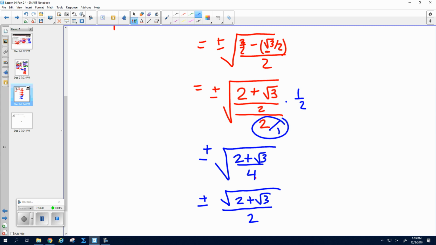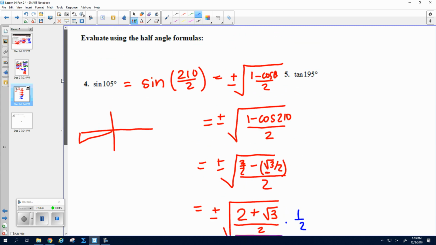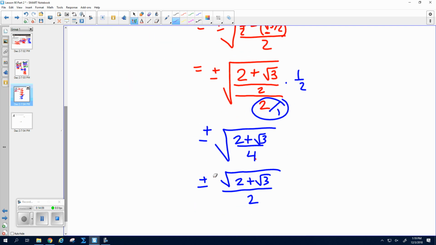Okay, then I need to decide if my answer is positive or negative. It's always based on the angle you started with right here, which was 105. The sine of 105. Where is 105? Well, this is 0, this is 90, this is 180. Yeah, it's in the second quadrant right here. So we're talking about the sine. Is the sine here positive or negative? Positive, because the y value is up right here, so the sine is positive. So at the very end I'm going to put a plus sign, or nothing, because that means positive. Okay?